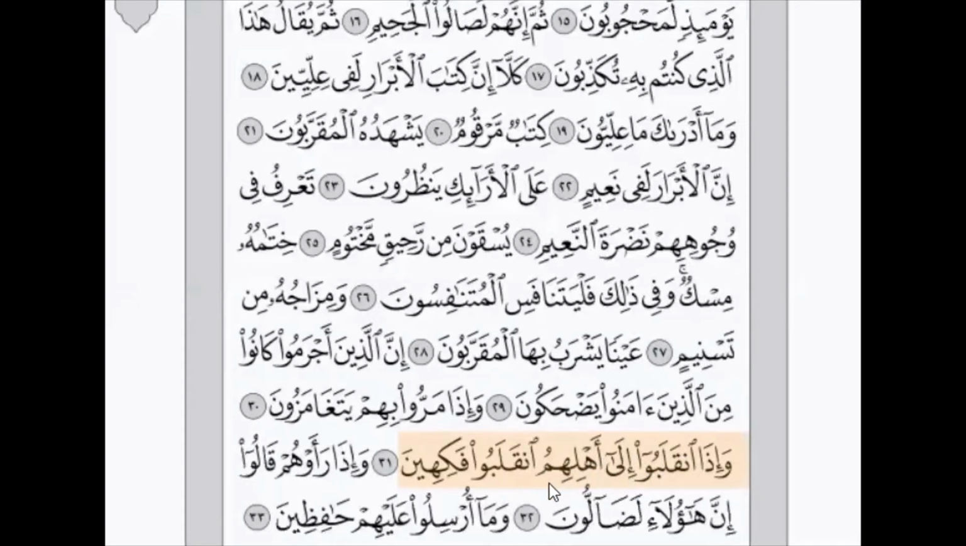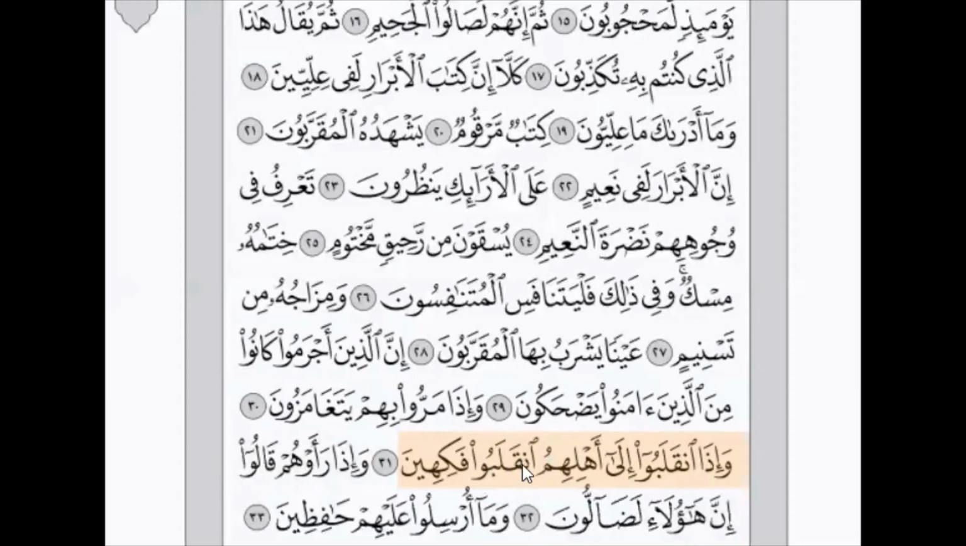Ila ahlihim. Likewise, the mud here, even though this one is an alif followed by a hamza, the same ruling applies. Mud jaiz munfasil yumad bimiqdar 2 أو 4 أو 5 حركات. أهلهم انقلبوا. Ahlihim, this meme used to carry a sukoon.